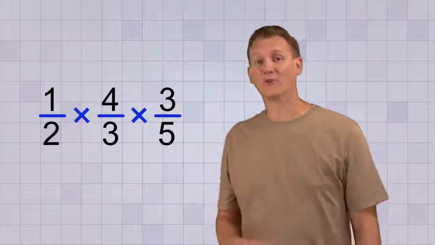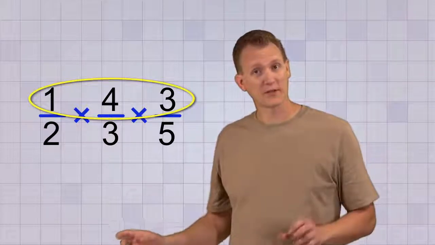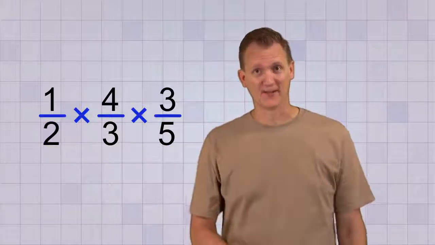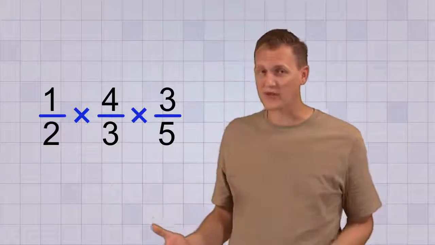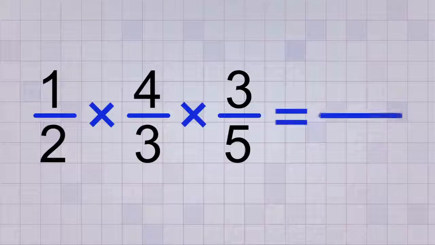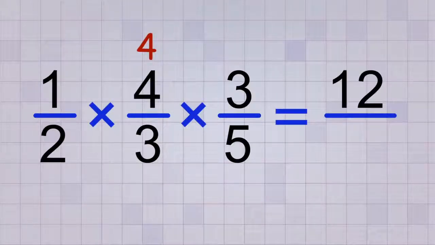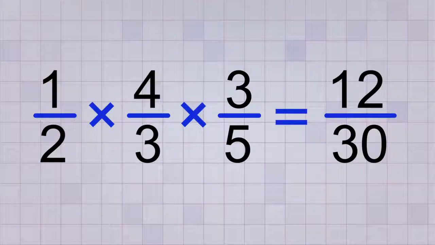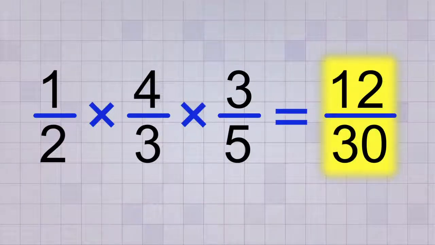Yep, all we have to do is multiply all the top numbers together, and then multiply all the bottom numbers together, and we'll have our answer. And this will work no matter how many fractions we have to multiply. So on the top, we have 1 times 4 is 4, and 4 times 3 is 12. And on the bottom, 2 times 3 is 6, and 6 times 5 is 30. That means our answer is 12 over 30. So there you have it. Multiplying fractions is easy because fractions are just another way of writing division problems.